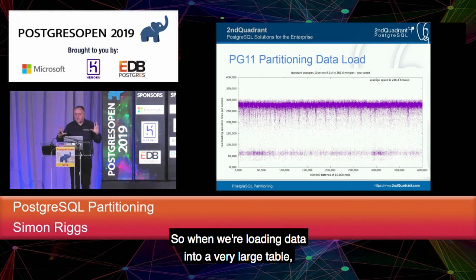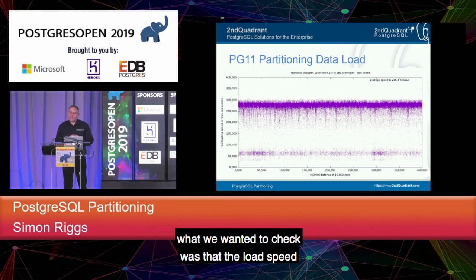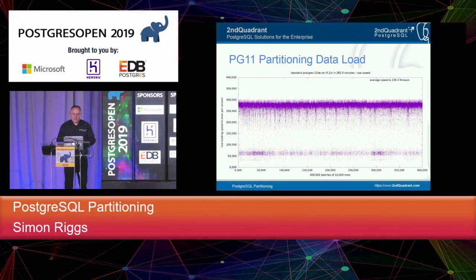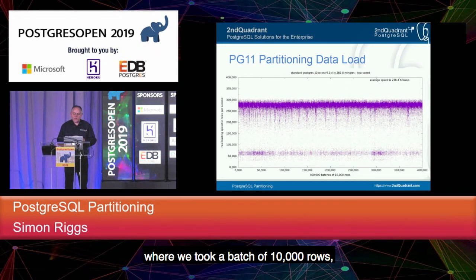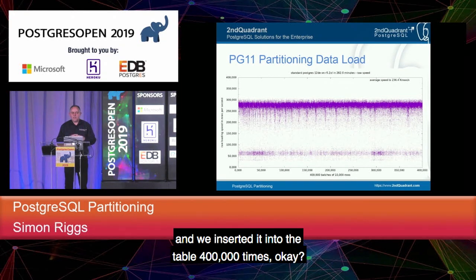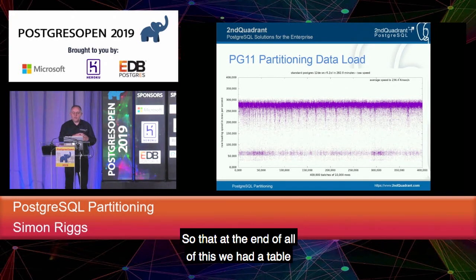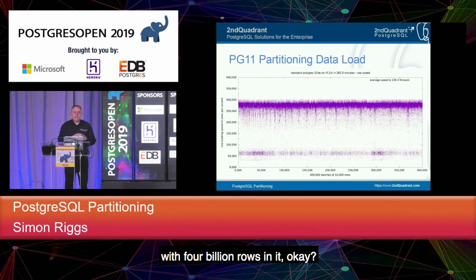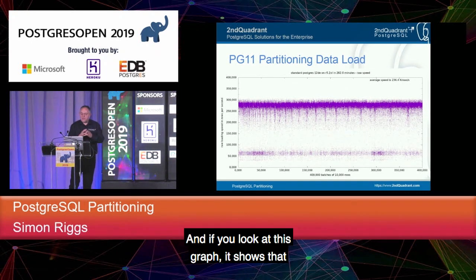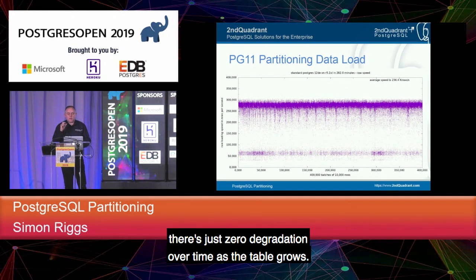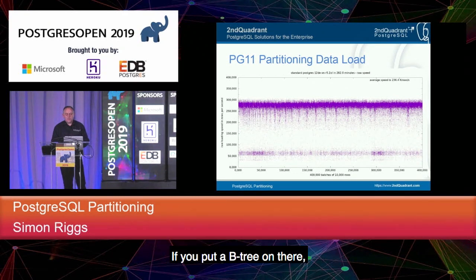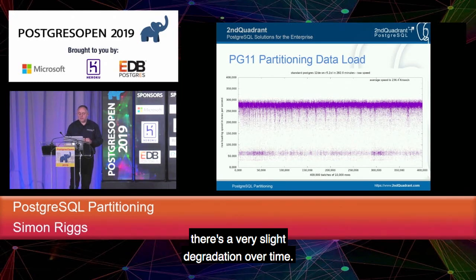So when we're loading data into a very large table, what we wanted to check was that the load speed didn't go down over time. And so what this graph shows is where we took a batch of 10,000 rows and we inserted it into the table 400,000 times, so that at the end of all of this, we had a table with 4 billion rows in it. And if you look at this graph, it shows that there's just zero degradation over time as the table grows. If you put a B-tree on there, there's a very slight degradation over time.